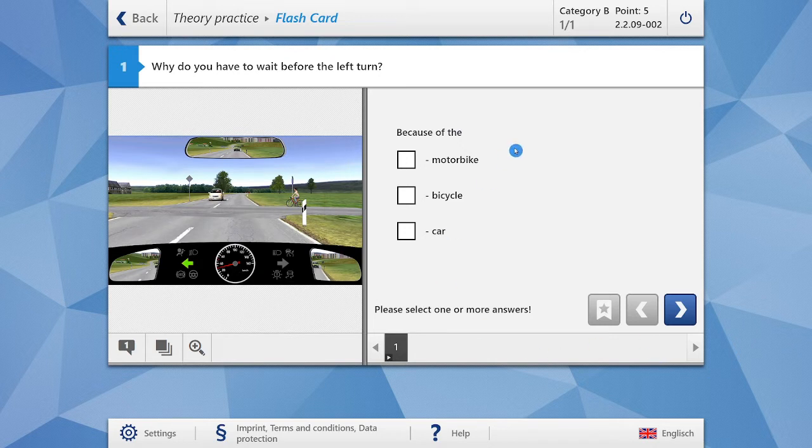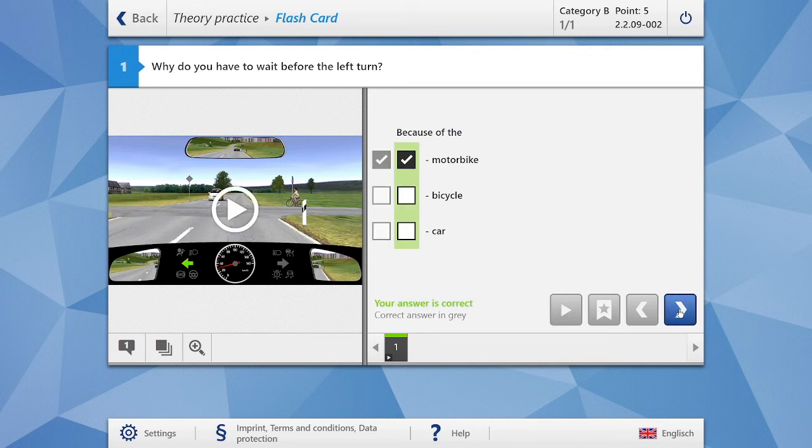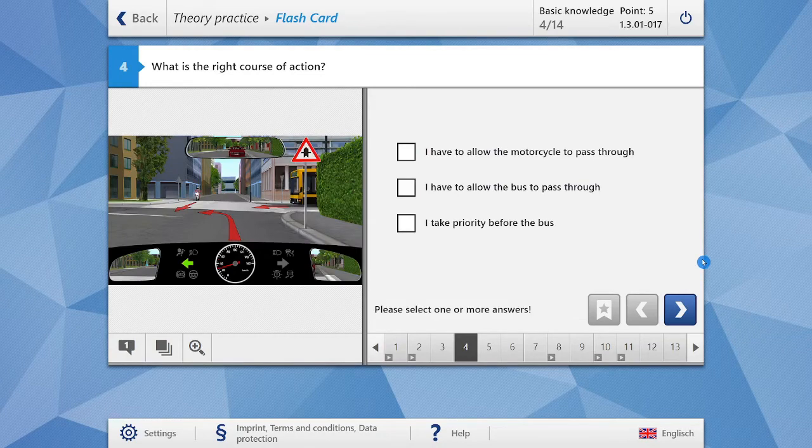Okay, let's look at the options. Because of the motorbike? Yes. Because of the bicycle? No, the bicycle is joining the priority road and hence has to wait. Or is it because of the car? No, that's not the reason, because that car is not coming in your direction. Next, that's correct.